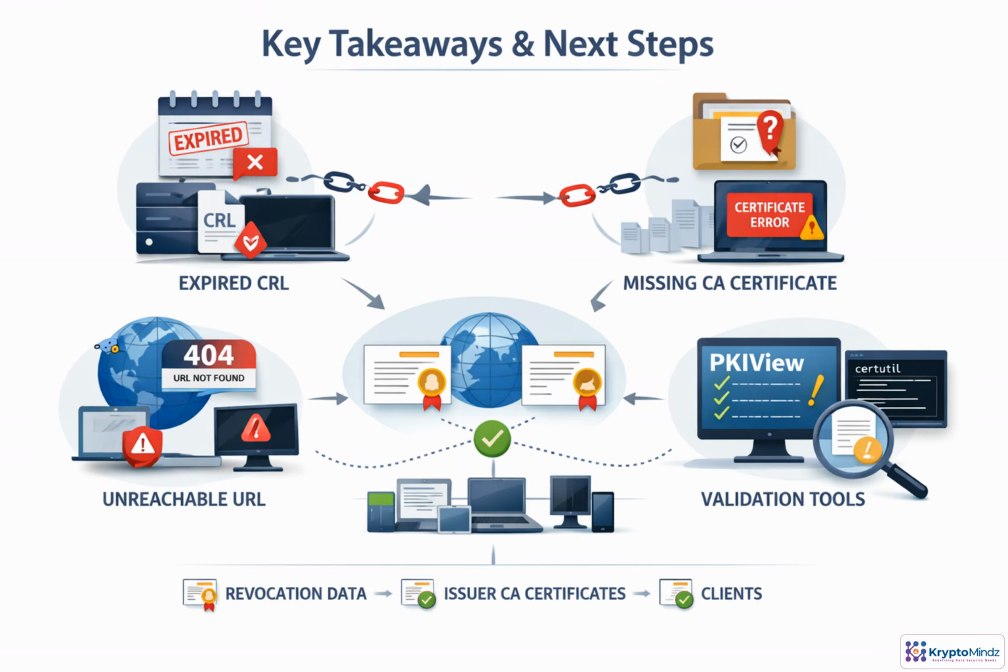CRL and AIA health directly determines whether certificates validate or fail. You've focused on CRL freshness, reachability of URLs, correct CDP and AIA locations, and how missing issuer certificates break chains. Use PKIView and Certutil to catch issues early. Next, we'll look at how to automate and operationalize this work with PowerShell.